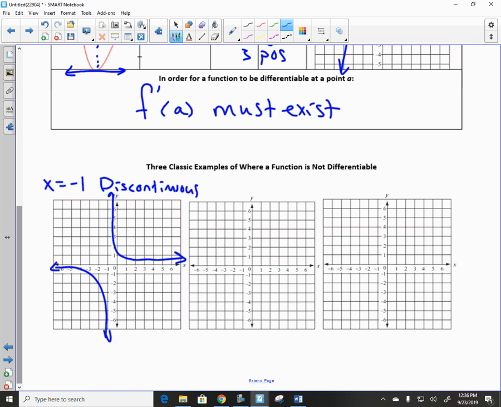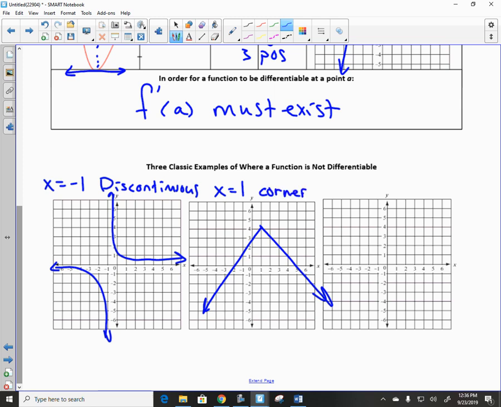You must know where functions are differentiable and where they're not. Differentiable means you can take the derivative. That's one classic example. Here's another classic example where a function is not differentiable. You may want to guess what x value can't take the derivative there? At 1. This has what we call a corner.